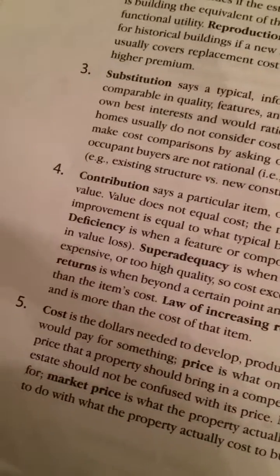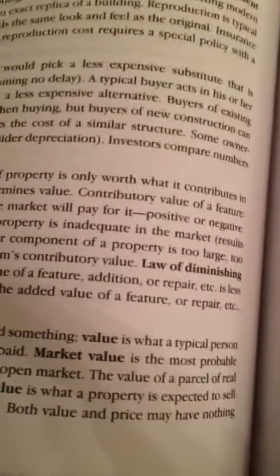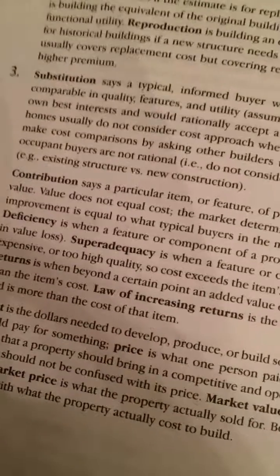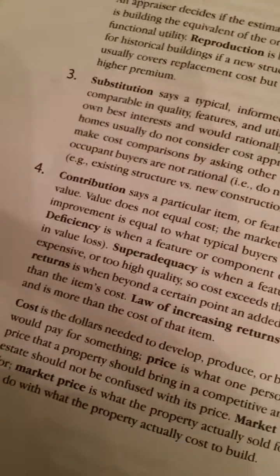Law of diminishing returns is when, beyond a certain point, the added value of a feature, addition or repair, etc. is less than the item's cost. Law of increasing returns is when the added value of a feature or a repair, etc. is more than the cost of that item.